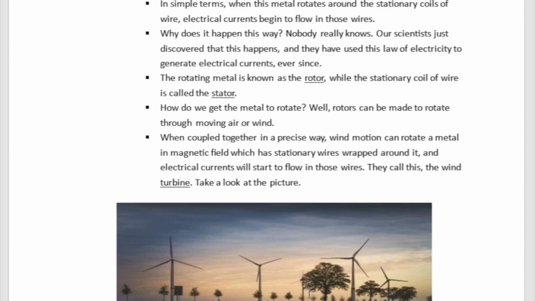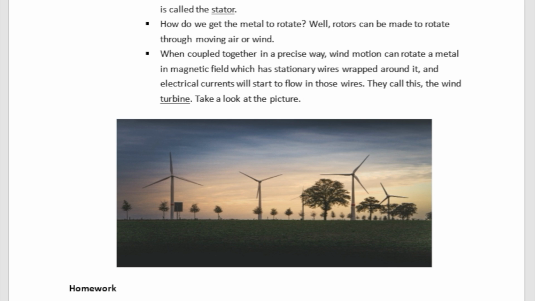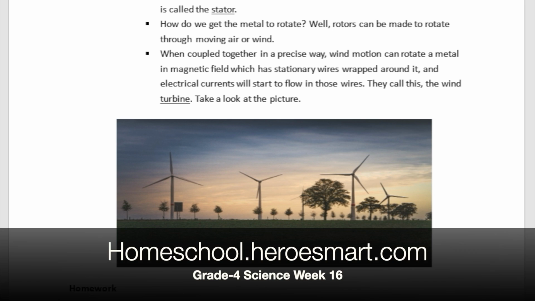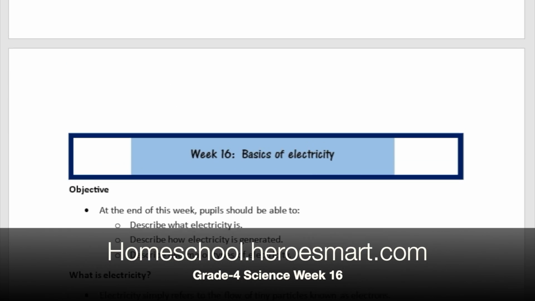Go ahead and answer this question for me. What are the two major types of electricity? Can you remember? Static and dynamic electricity. Now explain how moving electricity is generated to your mom and dad. Did you get something from it?